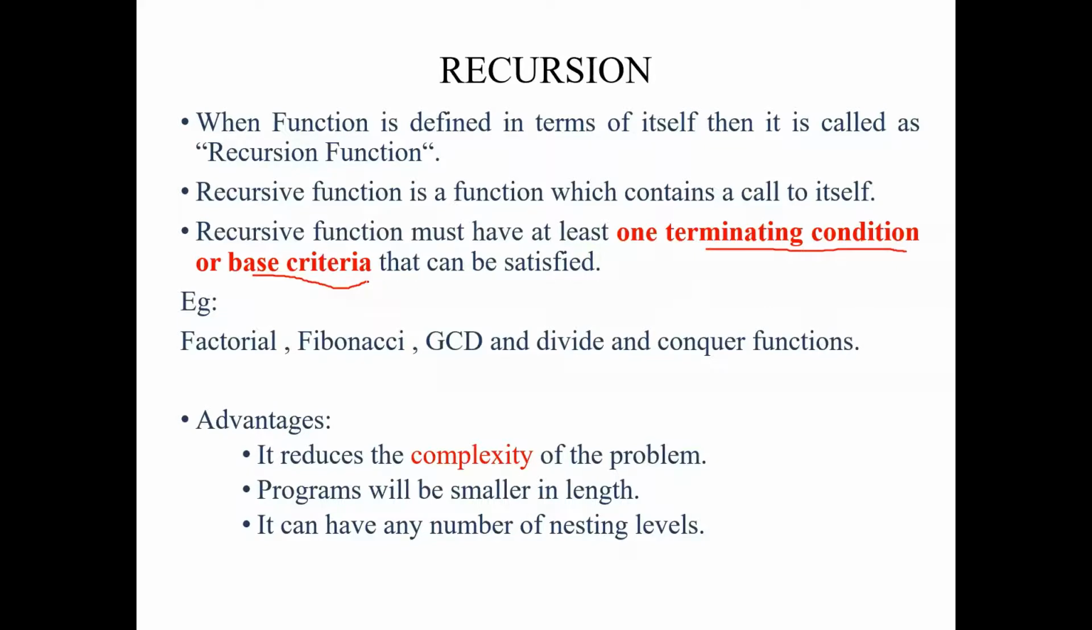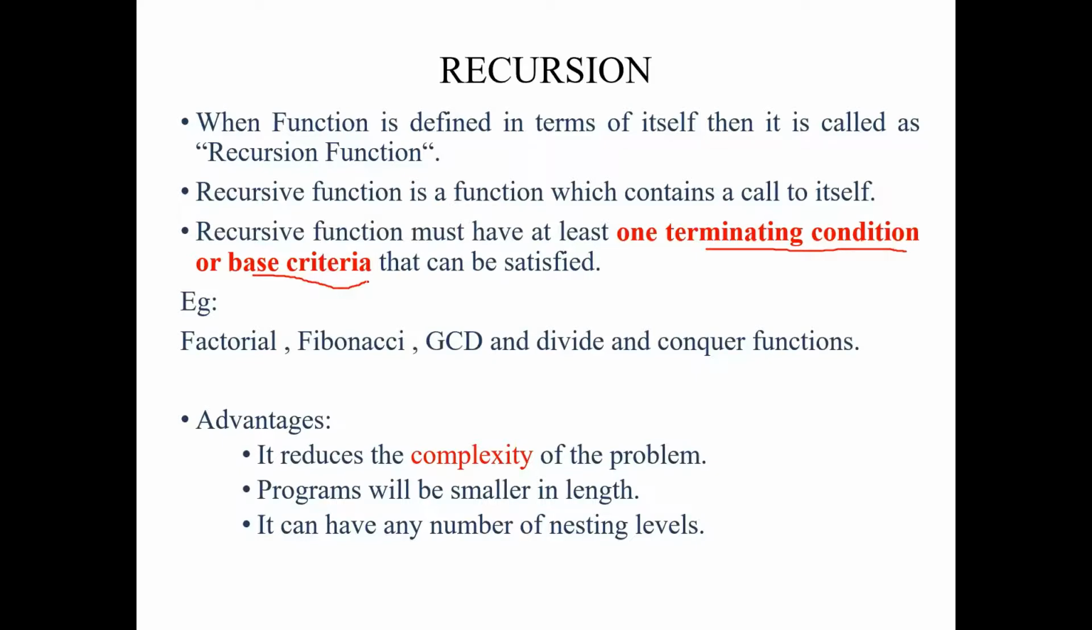So all these examples like factorial, Fibonacci, GCD, and all other algorithms which make use of the divide and conquer concept make use of recursion. What are the advantages? It reduces the complexity of the problem, and the program will be much smaller, right? So we need not repeat the same lines of code again and again. Functions are already used in order to reduce the length of the program. If you use a recursive call, you can still reduce the length of the program, right?